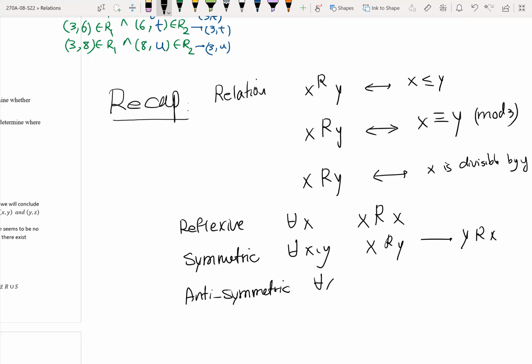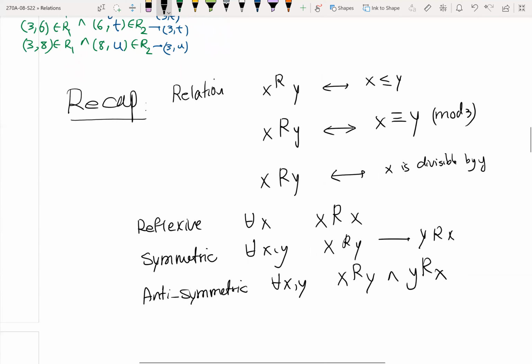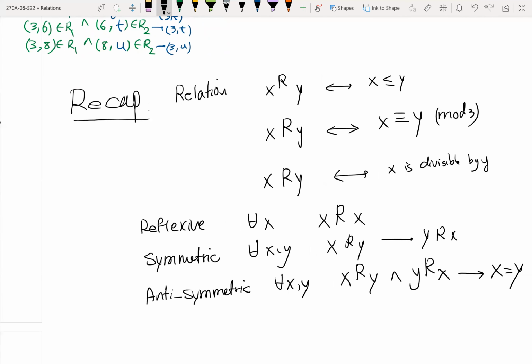For whichever x and y in the relation, if x is related to y and y is related to x, there is no way unless x and y are the same. That's anti-symmetric. And then we have transitive. Transitive means for whichever x, y, z that we choose, if x is related to y and y is related to z, then x is related to z.